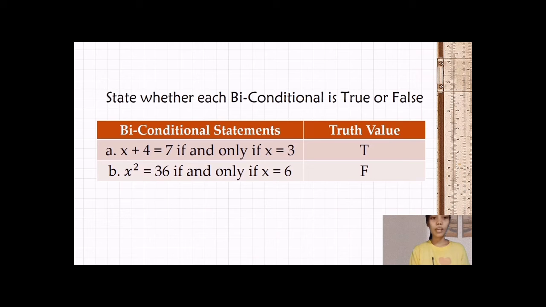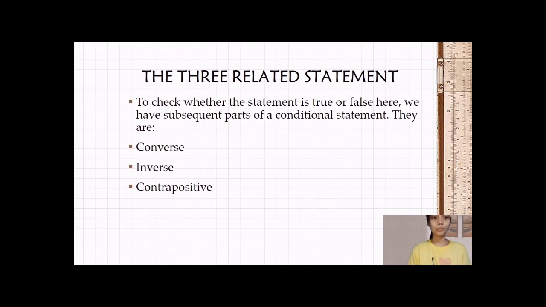B. X raised to 2 is equal to 36 if and only if x is equal to 6. If x is equal to negative 6, the first equation is true and the second equation is false. Thus, this is a false statement.